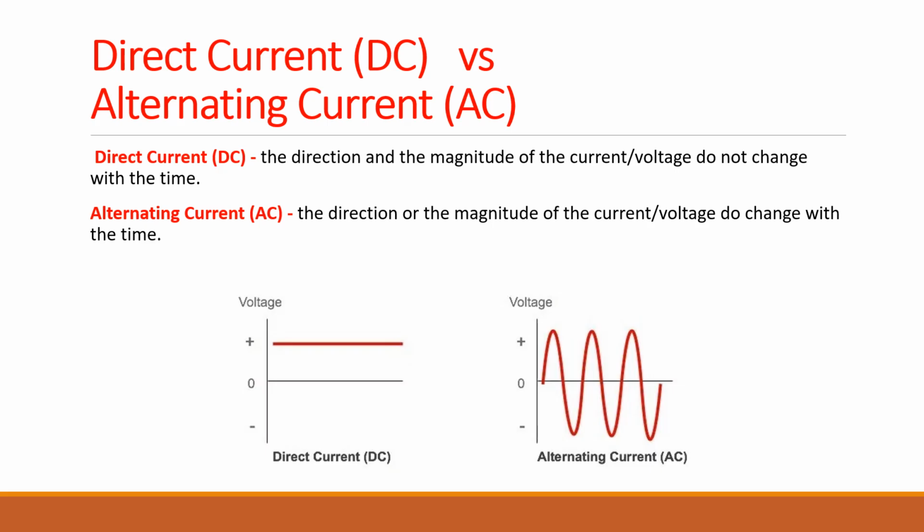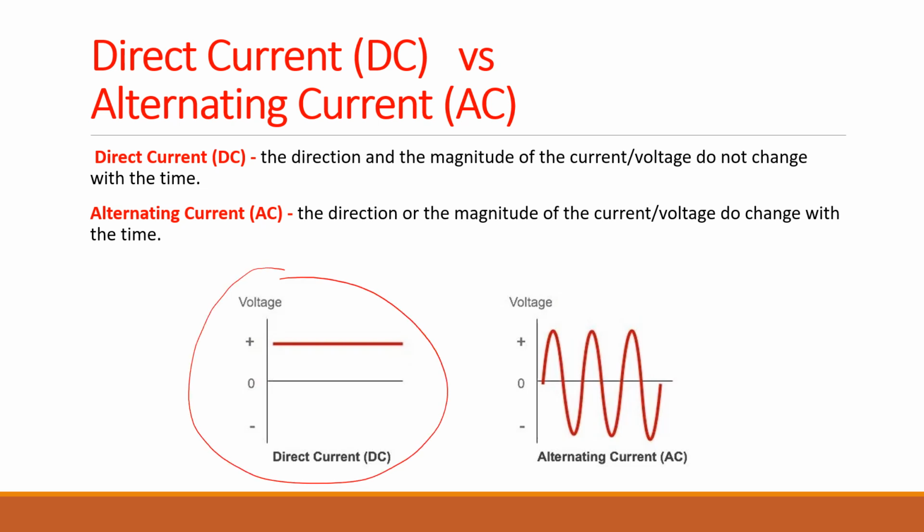So what's the difference between AC and DC? DC means what? What is the meaning of DC? Direct current. So that is not changing with time. The direction or the magnitude of the current and the voltage is not changing with time. So you can see a graph here. Do you see the graph? You can see this voltage is not changing with time.